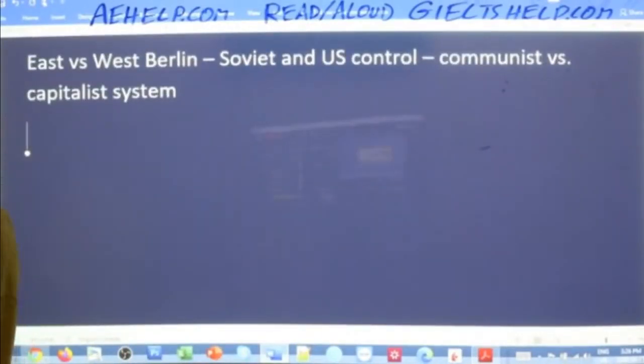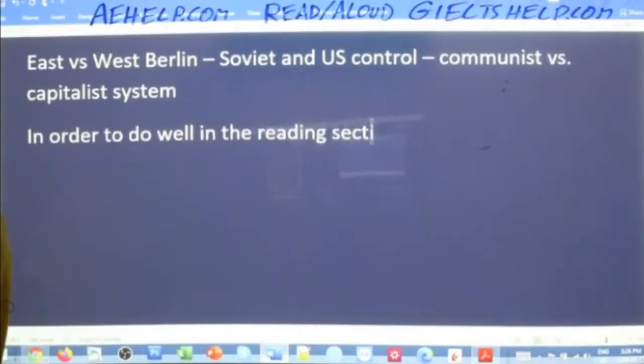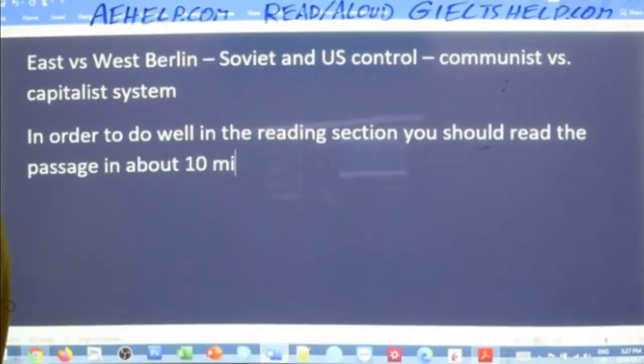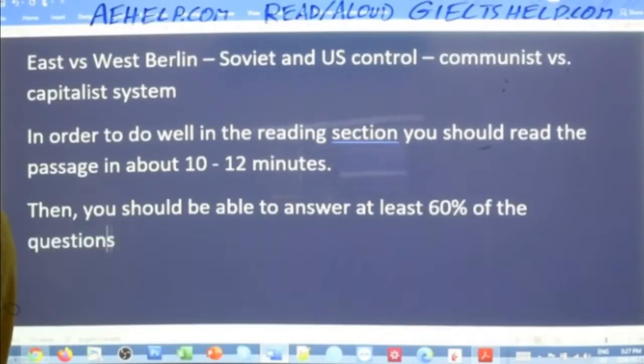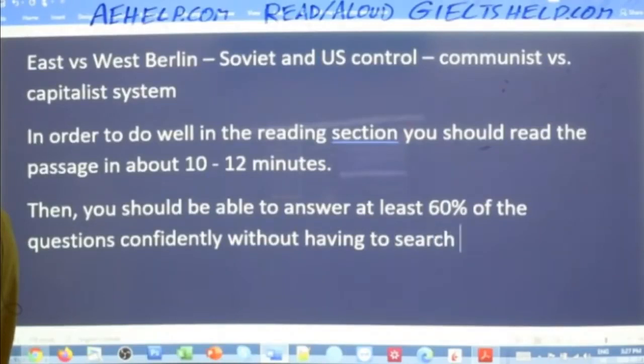To answer quickly and effectively and to get those high band scores, here's a couple of points, and then we'll answer these questions, okay? So in order to do well in the reading section, you should read the passage in about 10 minutes. 10 minutes is a lot of time, okay? 10 minutes, even 12 minutes is okay. Then you should be able to answer at least 60% of the questions confidently without having to search the passage.